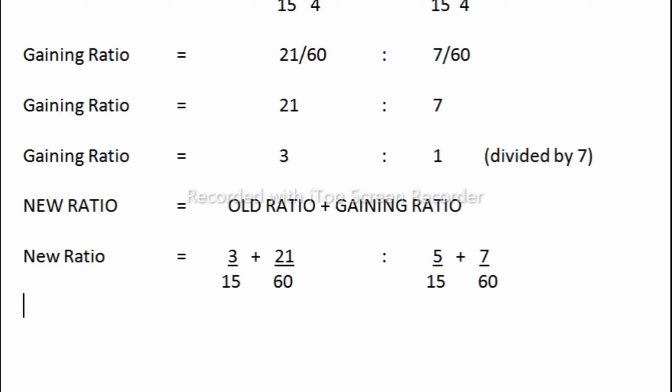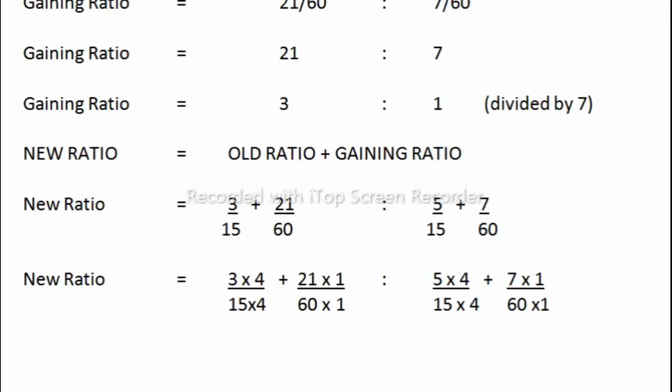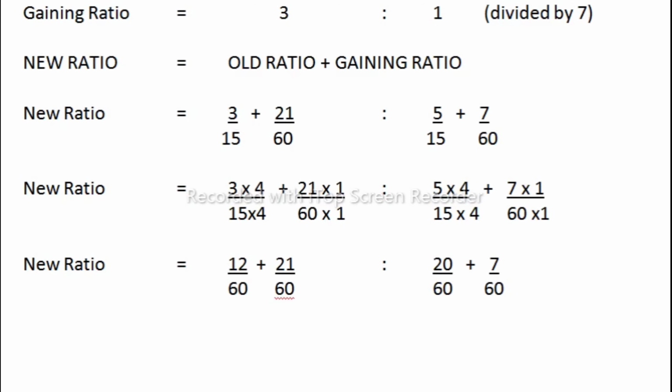So I'm going to bring the 3/15 denominator to 60. I multiply and divide by the same number, 4/4. So I get 3 into 4 over 15 into 4, which makes the denominator 60. Likewise on this side, 21 into 1 over 60 into 1, which is again 60. The same I've done for Somu, that is 5 into 4 over 15 into 4 plus 7 into 1 over 60 into 1. This is a simple LCM process. When we multiply, 3 into 4 is 12, 15 into 4 is 60, plus 21/60. Our main motive is to bring the denominators to the same, that's when the LCM goes easy. So 5 into 4 is 20/60 plus 7/60.